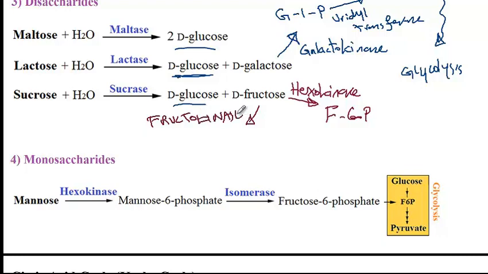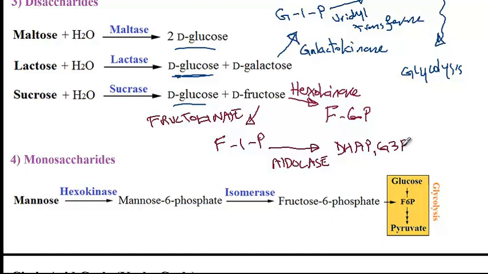Fructokinase converts fructose into fructose 1-phosphate. And then from here on, the aldolase enzyme converts fructose 1-phosphate into either dihydroxyacetone phosphate or glyceraldehyde 3-phosphate, which now are part of the glycolysis intermediate molecules.